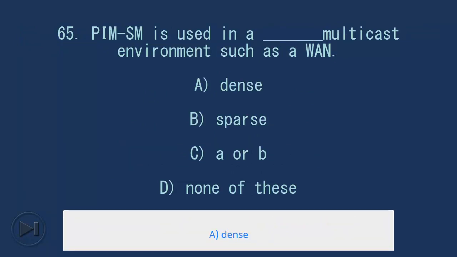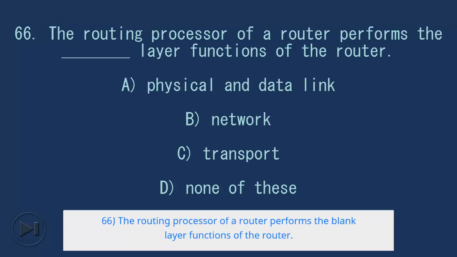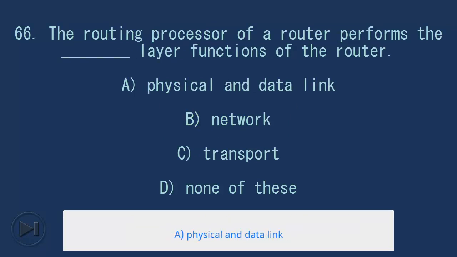A. Dense. B. Sparse. C. A or B. D. None of these. Answer, B. Sparse. 66. The routing processor of a router performs the blank layer functions of the router. A. Physical and data link. B. Network. C. Transport. D. None of these. Answer, B.